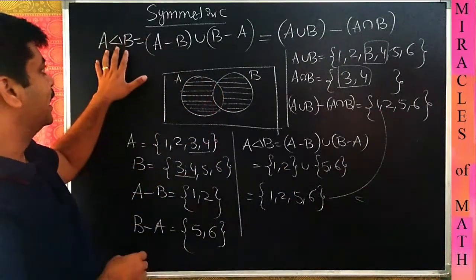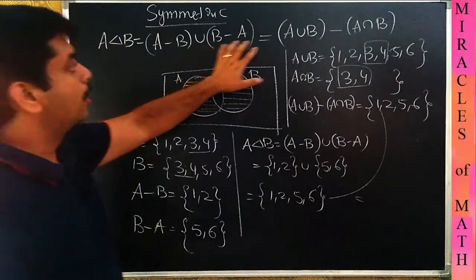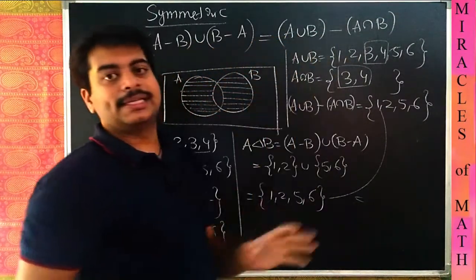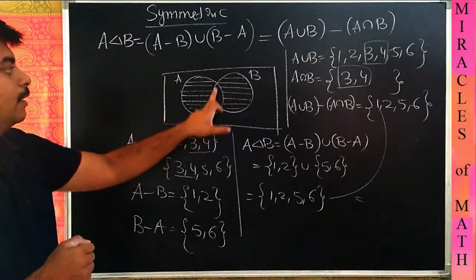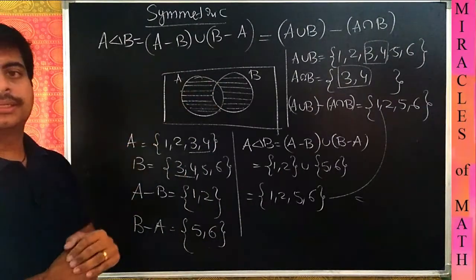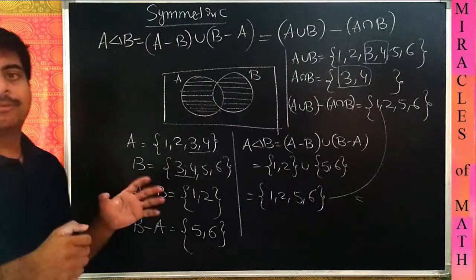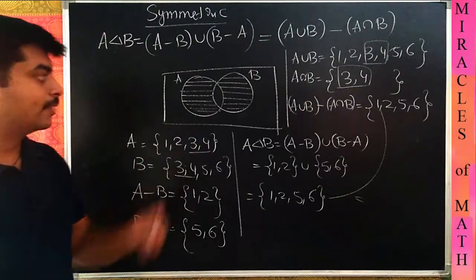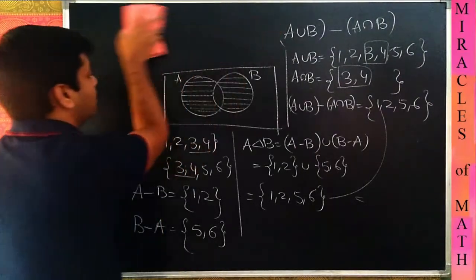So we can say that A delta B, the symmetric difference, is A minus B union B minus A, or A union B minus A intersection B. And the Venn diagram for that one will be this one without including the common intersection part between A and B. This is about symmetric difference. The last one we'll see is complement of a set.